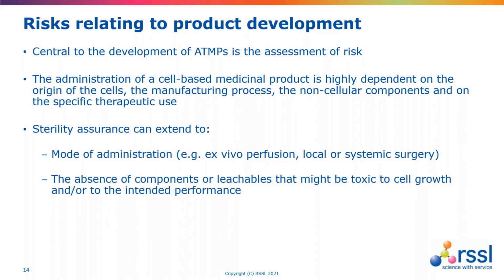And at this stage, there are some aspects of the design, the quality by design aspects, to go into the process. So we want to ensure we have an absence of components or materials that might create leachables that then could be toxic to cell growth or impair the intended performance of the medicine. And also to have a good understanding of things like surface chemistry and strength to ensure that we're getting good optimization of cellular growth and do what we can to avoid contamination.